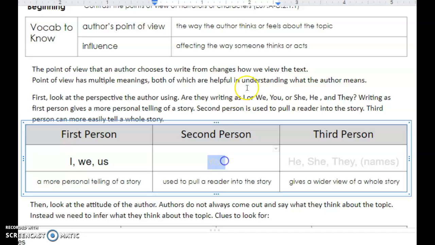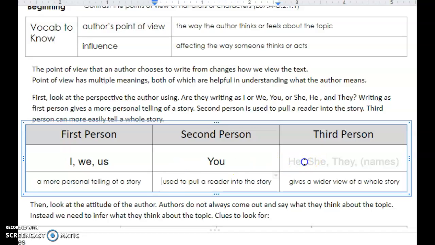Second person will use words like you, and it's used to pull a reader into a story. So second person would be something like a choose your own adventure, where it says, you are walking down a hall, will you go left or right, or will you open the door? Very infrequently used, but can be effective when it is used.